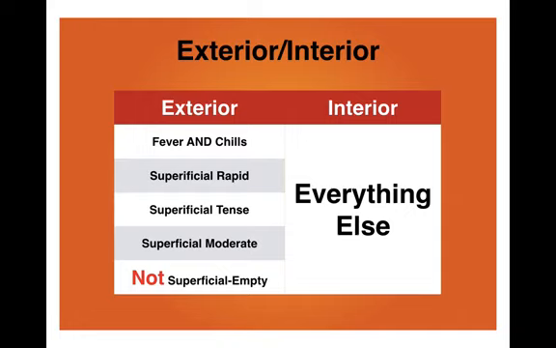And so you have to go by what they say is exterior. And in there, you really have to have that superficial pulse. Now, when you look at Maciocia, he also has a pulse of superficial and empty. Now, this doesn't tell you exterior invasion. This tells you yin deficiency. And we're going to look at that in another video a little later on.